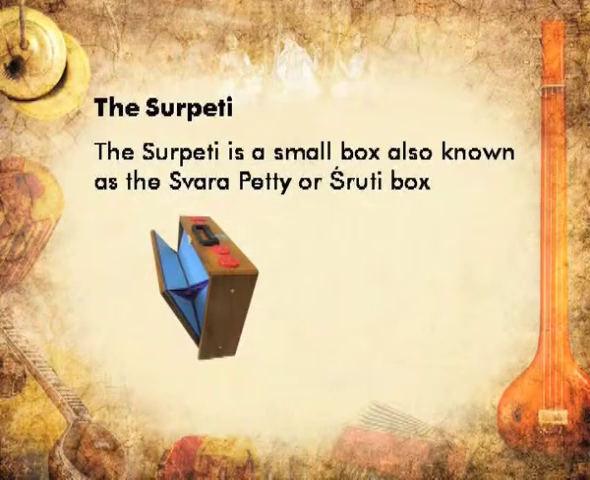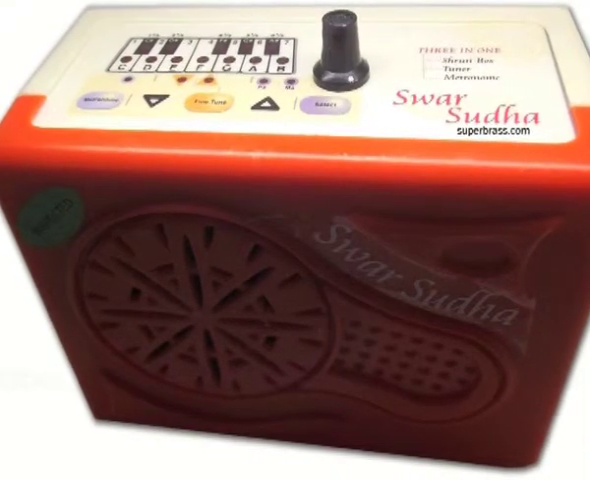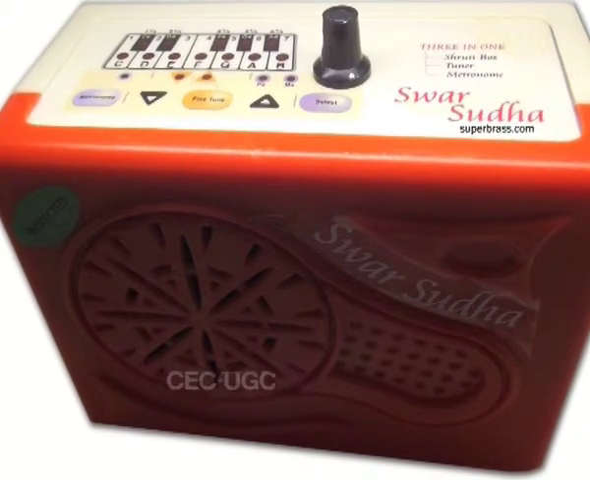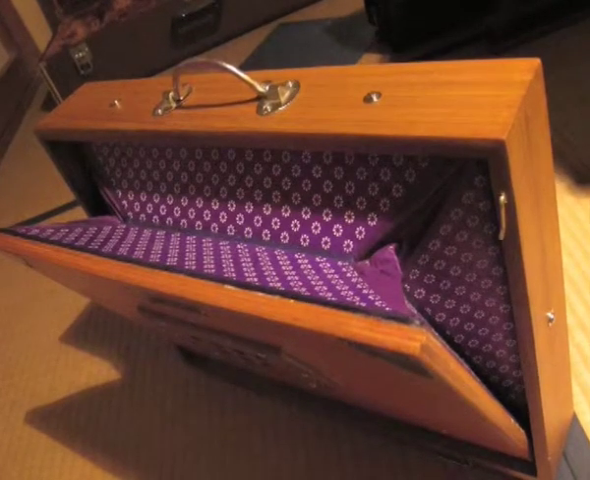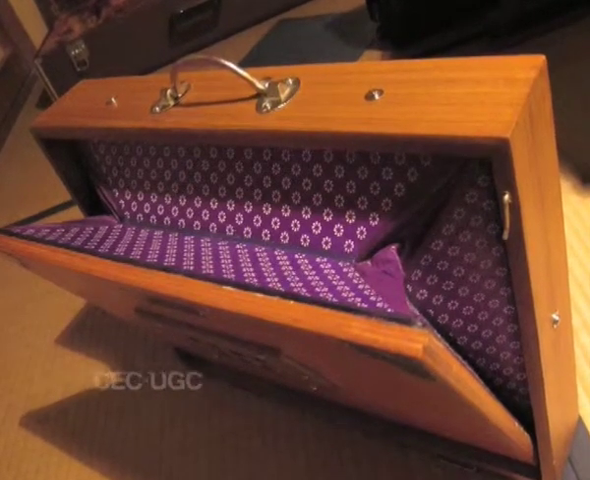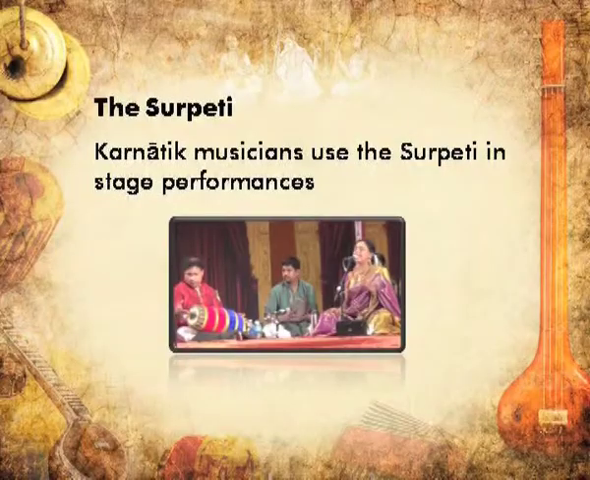The surpeti. The surpeti is a small box also known as the Swarapeti or Shruthi box. The electronic surpeti is sometimes called an electronic tambura. The manual surpeti is pumped with small bellows by the hand and has no keys. Carnatic musicians use the surpeti in stage performances, but Hindustani musicians do not.